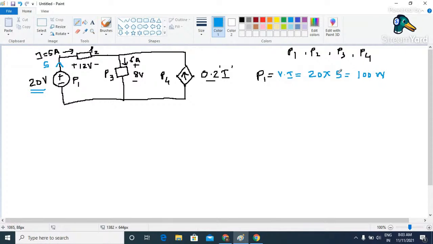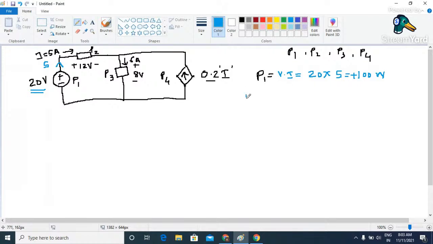And what will be the sign for this? Because it is an active element, the current is leaving through the positive polarity, and for active we are going to take power as positive. That's why this is going to be plus 100 watt. I hope this is clear to everyone.